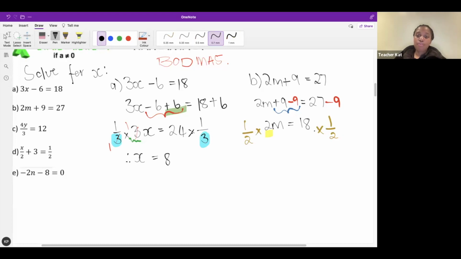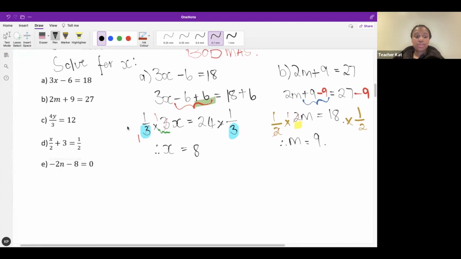So then a half of 2 is 1. Okay, so you're just left with 1, and so it's just m. Therefore, m is equal to, and what is a half of 18? Or 18 divided by 2, it's the same thing. Therefore, m is equal to 9.